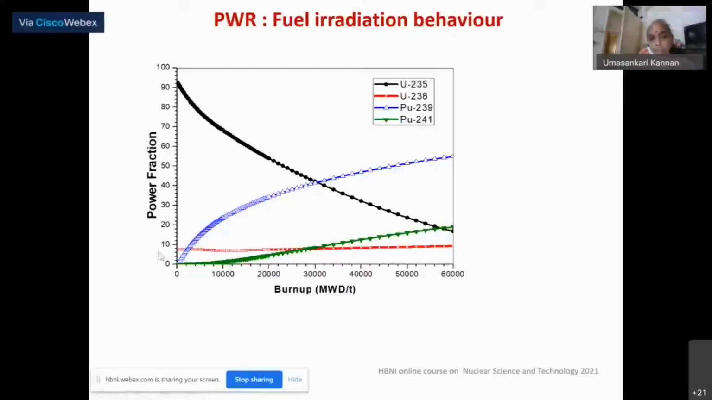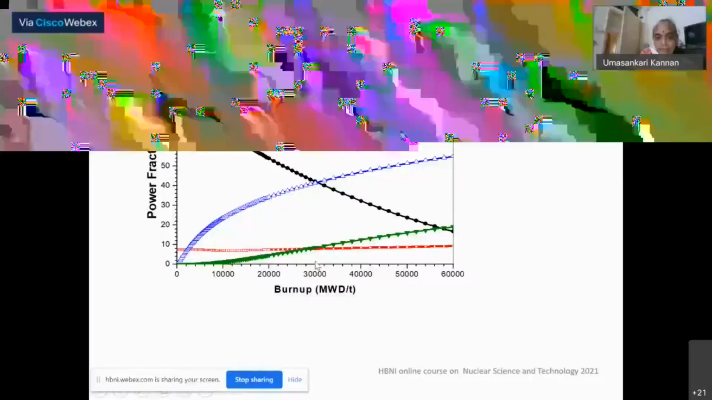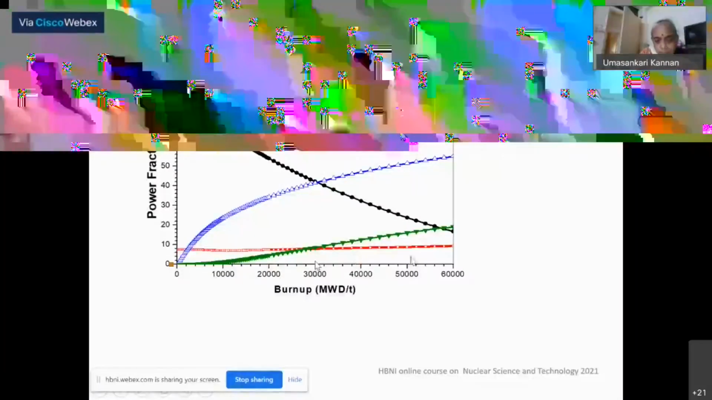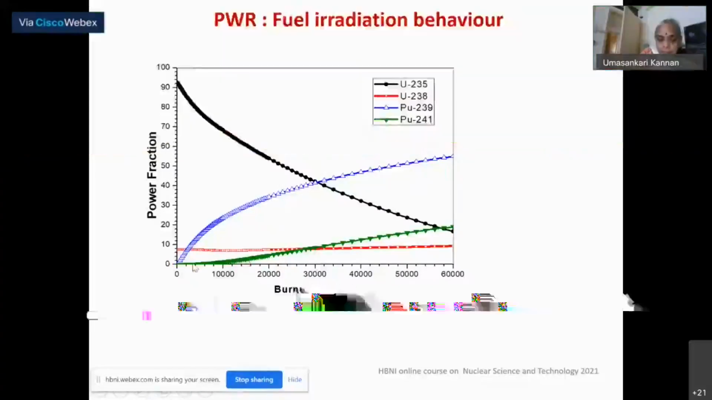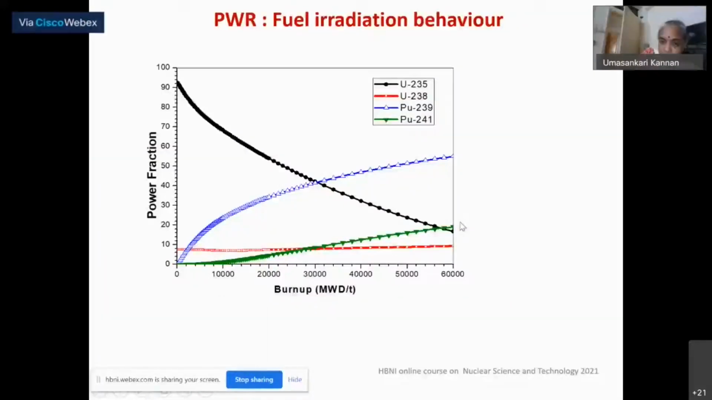Similarly, for a PWR, that is pressurized water reactor, I have plotted, because it's an enriched uranium system, uranium is going to keep on falling, and plutonium is getting built up here, which is the blue curve. The uranium-238 is almost constant. Some of it is getting converted to plutonium, and other fissile material, plutonium-241, is also being formed. So these are the different isotopics which happen during the irradiation in a reactor.